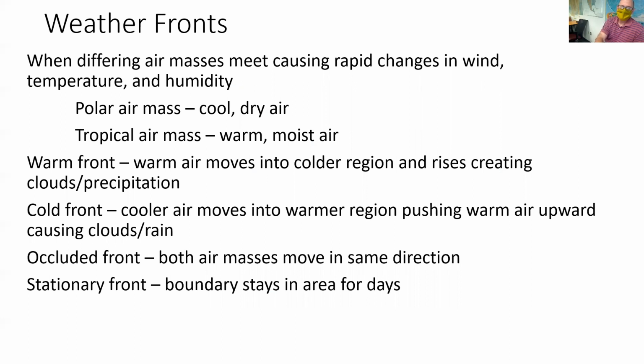Okay, so we talked about weather fronts a little bit. This is where different air temperature masses meet. An air mass is just a group of particles of air that have similar temperature, and they move together typically. They usually come from two places. A polar air mass, so air from the poles, will typically be cool and dry. That kind of makes sense. And a tropical air mass would be moist and warm.